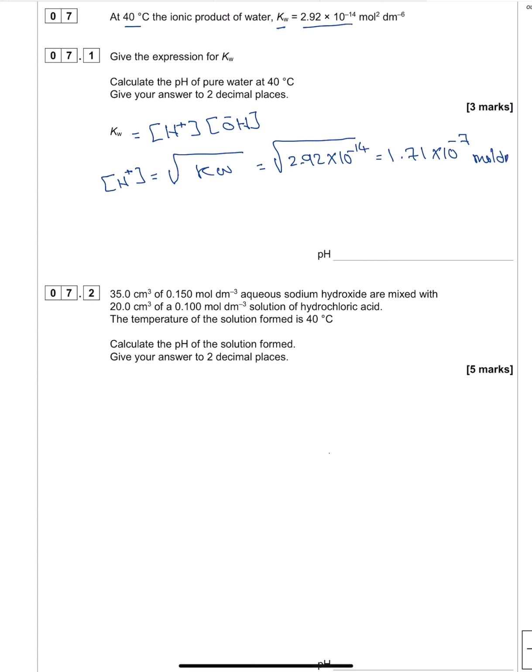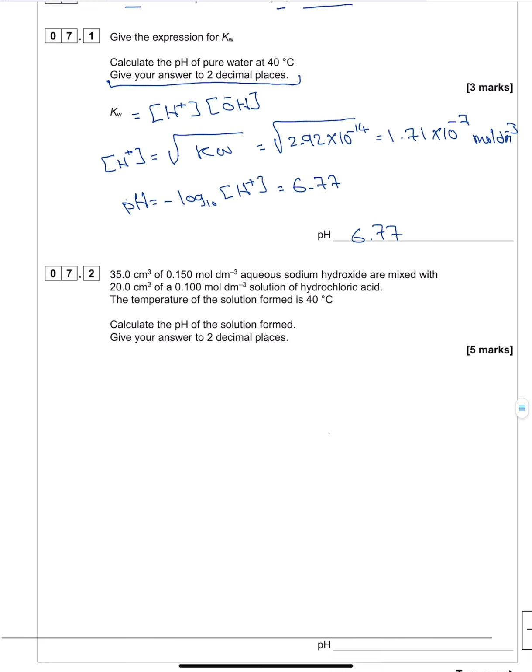of course, mole per decimeter cubed. And now we need to calculate the pH, which is minus log 10 of this hydrogen ion concentration. Do your calculation, and this is going to be 6.77. So the pH is 6.77. Please make sure that you give them what they want because they said give your answer to two decimal places, so make sure that you put your answer with two decimal places.